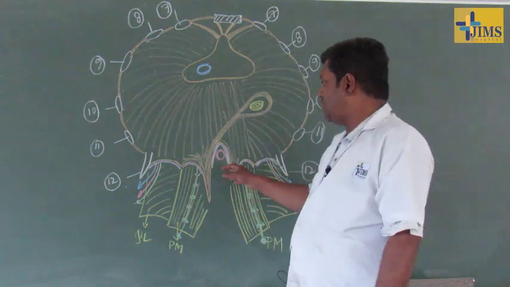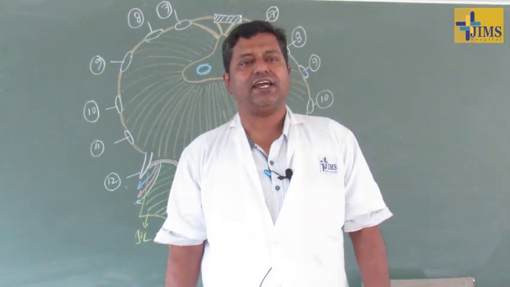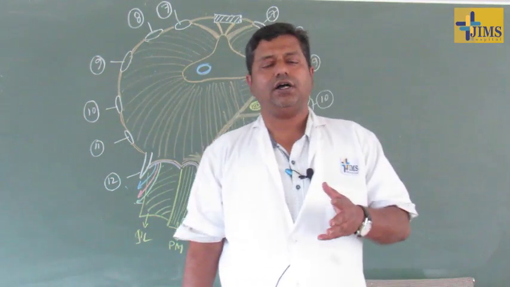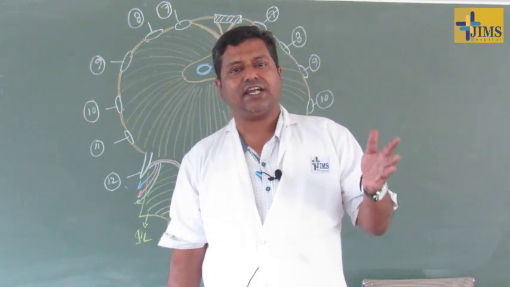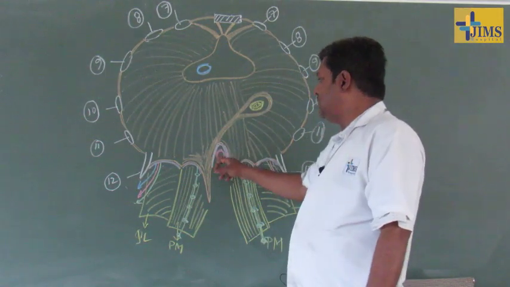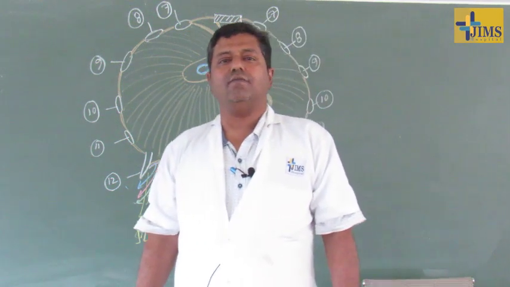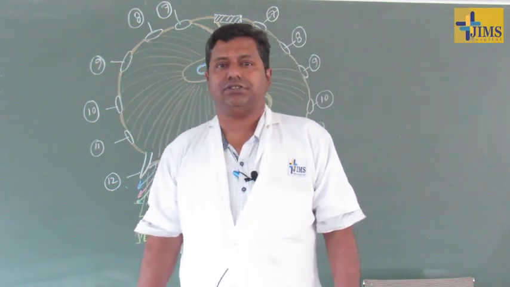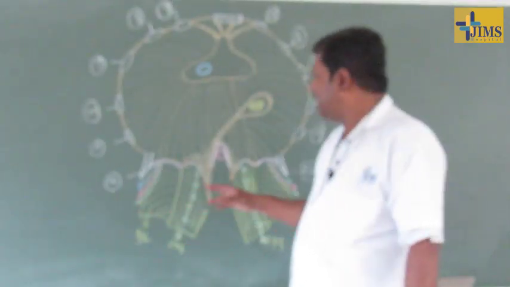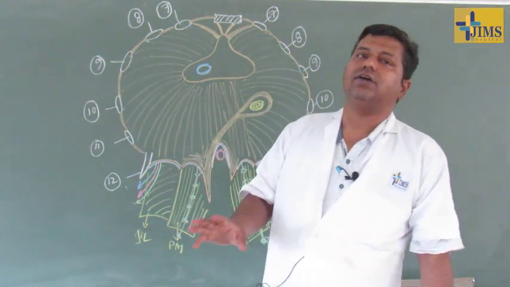And the left crus takes origin from the bodies of the first and second lumbar vertebra. And on the midline, they are connected by means of a ligament which is known as the median arcuate ligament. So the two crura are connected in the midline, forming the median arcuate ligament.